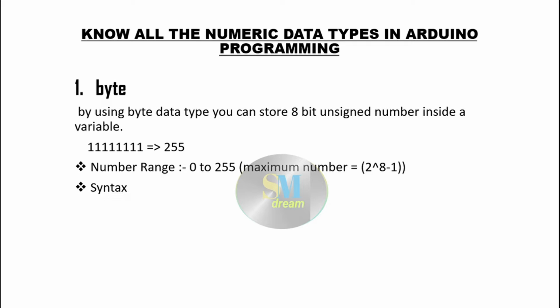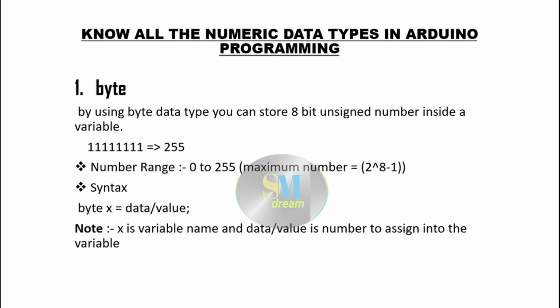So what is the syntax? The syntax is very simple: byte, then the variable name, then equal to data or value. Here I am using x as the variable name, and data or value is the number to assign into the variable. I also share one example: byte x = 163. Here you can see the byte data type is all in small letters, and you know Arduino programming is case sensitive, so keep it as it is.